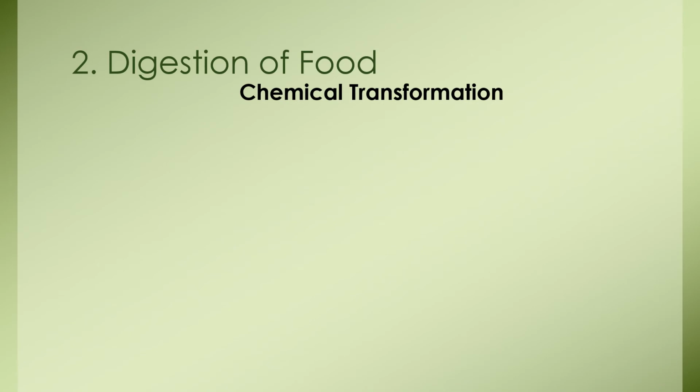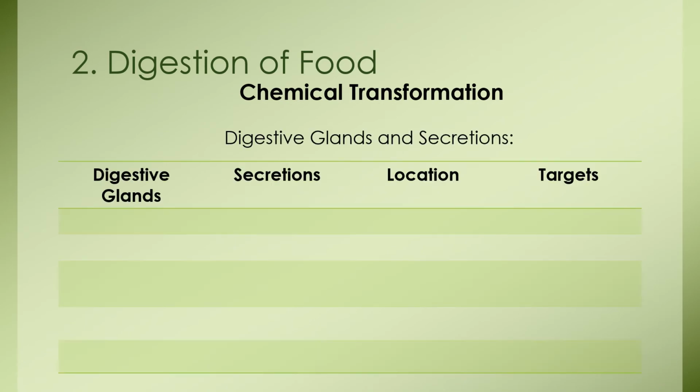Now for chemical transformation. Chemical transformation is the digestive glands and the secretions. So we have 5. The salivary glands are in your mouth. They secrete saliva. And what is its target? Its target is to break down the carbohydrates. Okay, so we saw in the other lectures what carbohydrates are. So the saliva breaks down these carbohydrates.